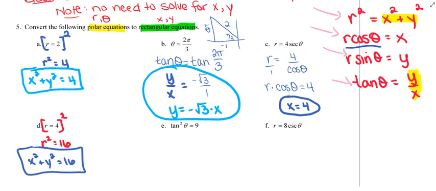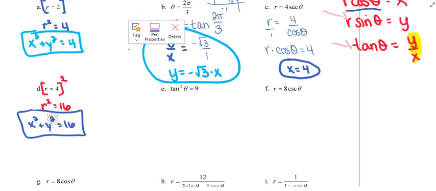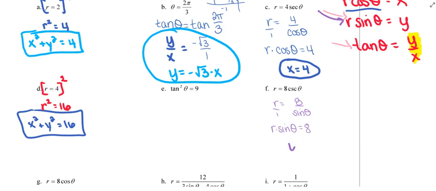Let's jump down to letter F because letter F is a lot like letter C and it deals with a reciprocal function. So I am going to start off letter F by replacing cosecant with 1 over sine. So this becomes r equals 8 over sine theta. Cross multiply. So r times sine theta equals 8. R sine theta, I can change and make a y. So I end up at y equals 8.